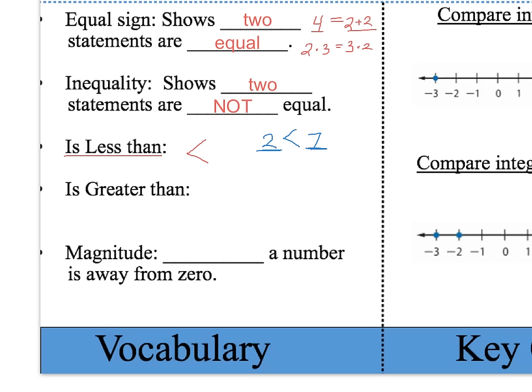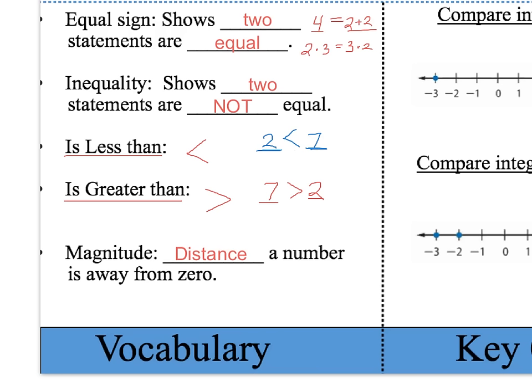The next vocabulary word is greater than. And the symbol looks like this. So the way that we would use this, I could have a statement that says 7 and another statement that says 2. We know that 7 and 2 are not equal, so we're not going to place an equal sign in between. But I know that 7 is greater than 2. So that shows a statement of inequality. The two statements are not equal.